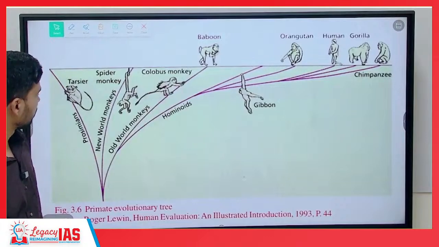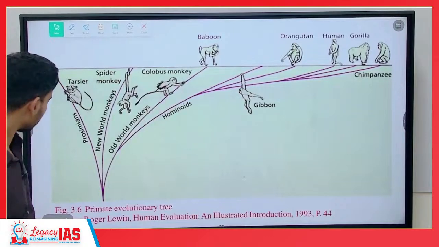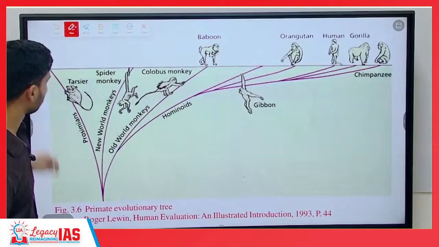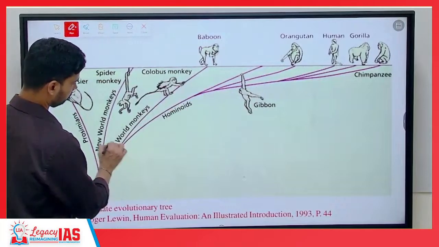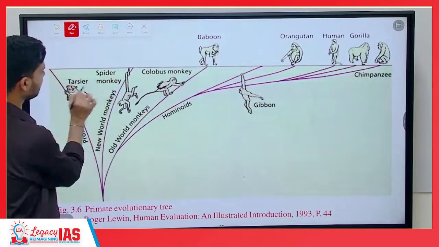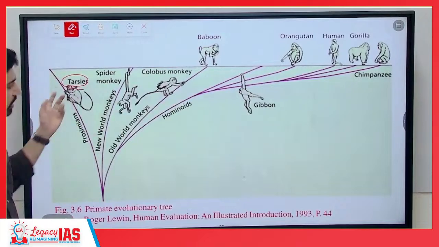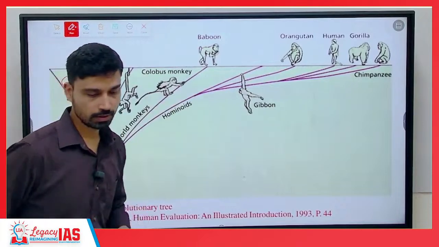The examples are given here. Prosimians, yesterday already a lot of examples were discussed.